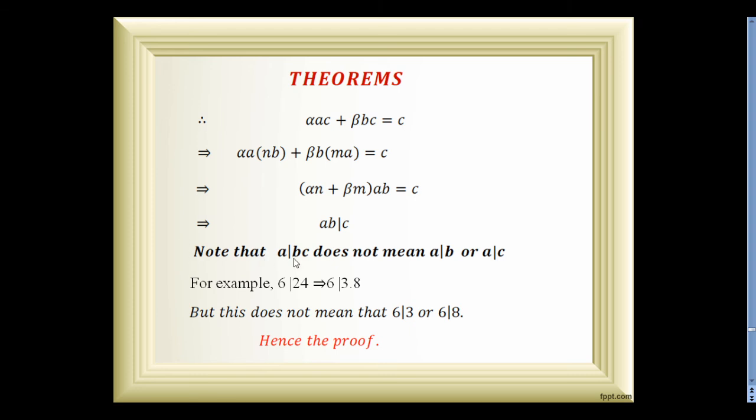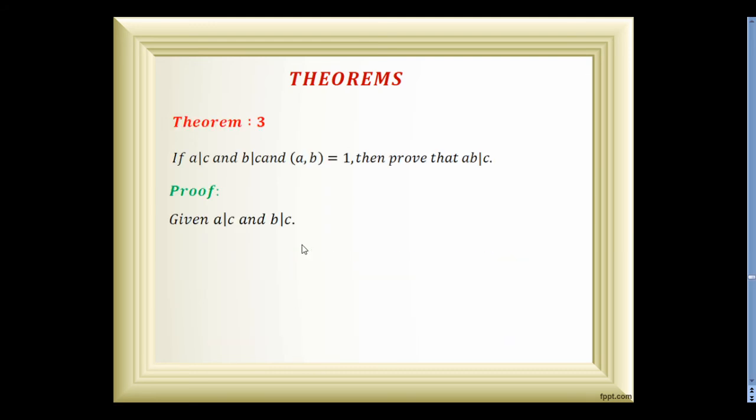So note that A divides BC does not mean that A divides B or A divides C. You can see this in an example when 6 divides 24. So 24 can be written as 3 into 8. It does not mean that 6 divides 3 or 6 divides 8. So this is not a valid thing. So we have proved that if A divides C and B divides C, by taking GCD of A comma B equal to 1, then we have proved AB divides C.